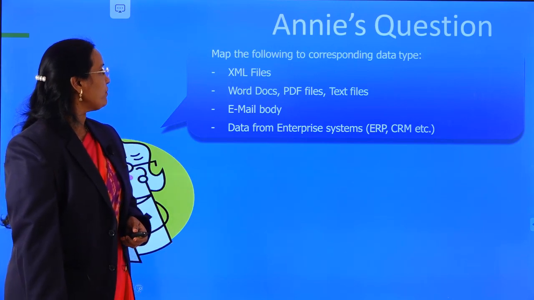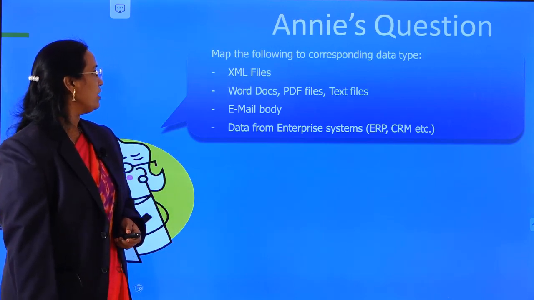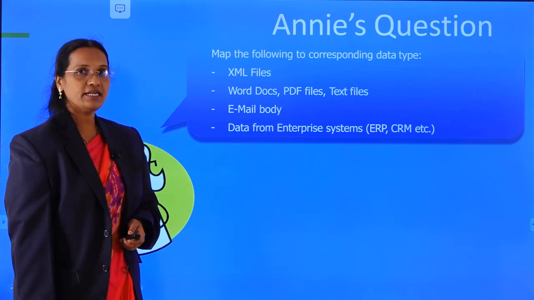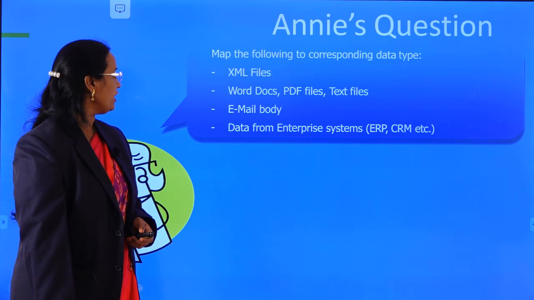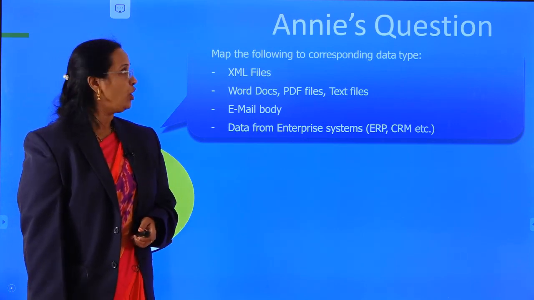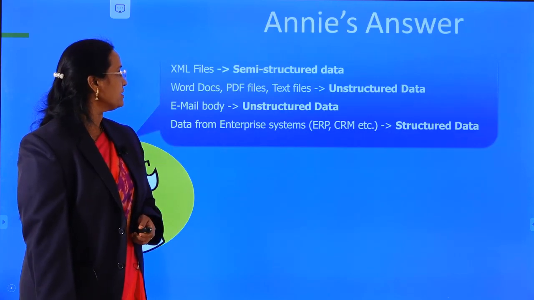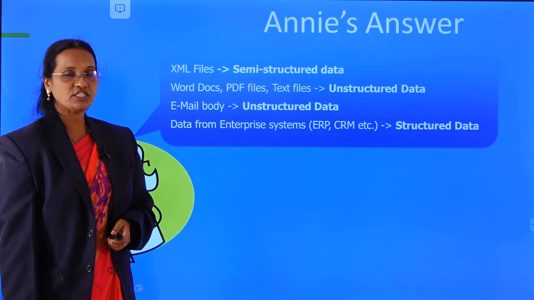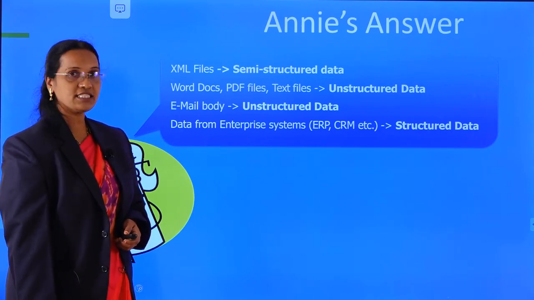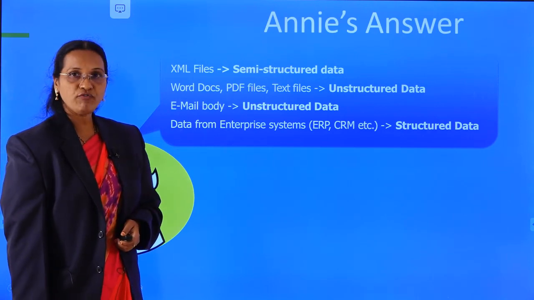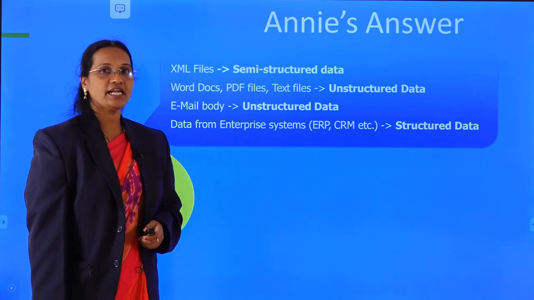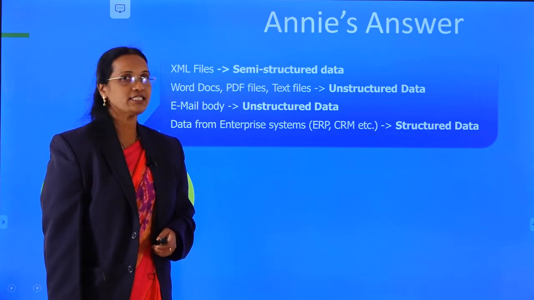Question: map the following to the corresponding data type: XML files, Word document files, PDF files, text files, email body, and data from enterprise systems, that is ERP, CRM, etc. The answer is: XML falls under semi-structured data. Word files, PDF files and text files fall under unstructured data. Email body falls under unstructured data. Data from enterprise systems, that is ERP and CRM, is called structured data.